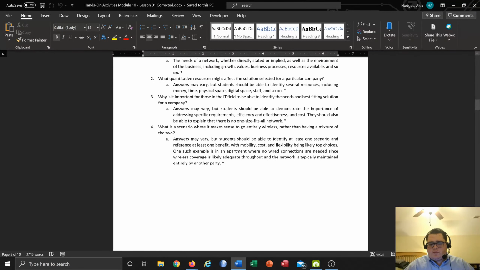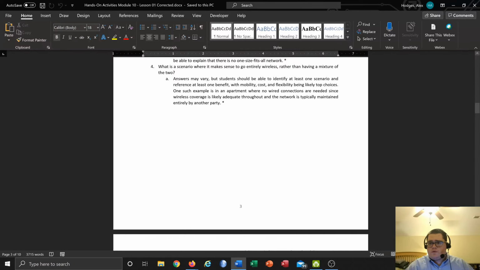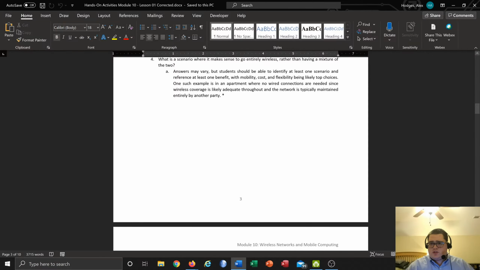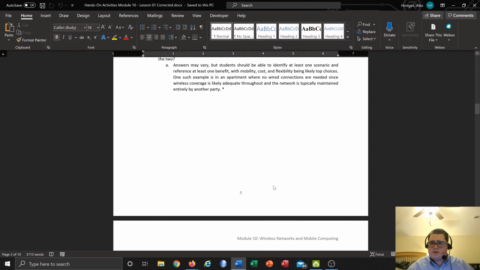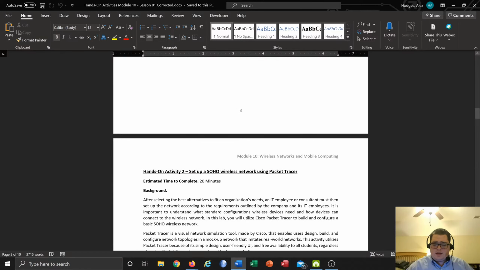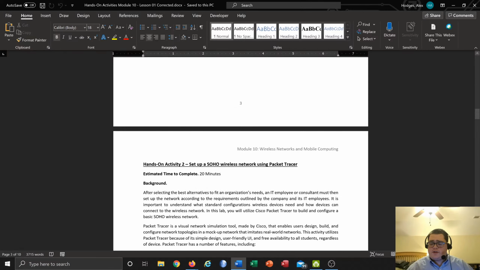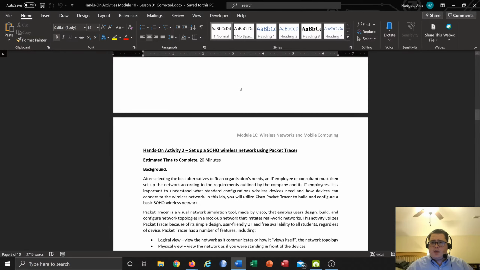That's hands-on activity 1. Hands-on activities 2 and 3 are much more hands-on, much more involved with the devices, and they both use a program called Packet Tracer, which is a free network simulator offered by Cisco. With it, the students are tasked with setting up a small office, home office wireless network in activity 2. And in activity 3, they're tasked with identifying where there's an error in the network.